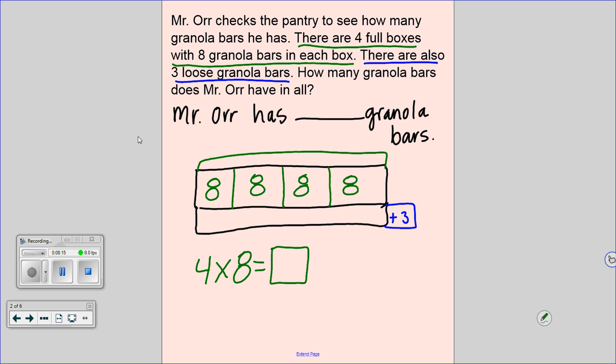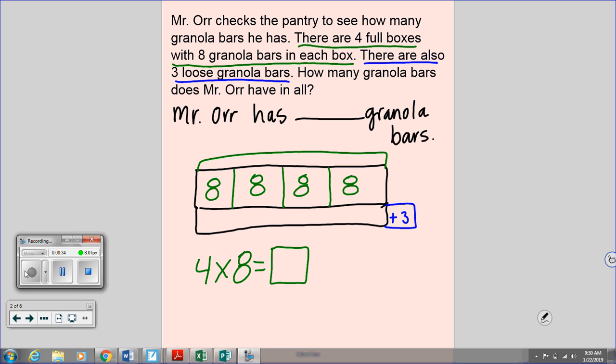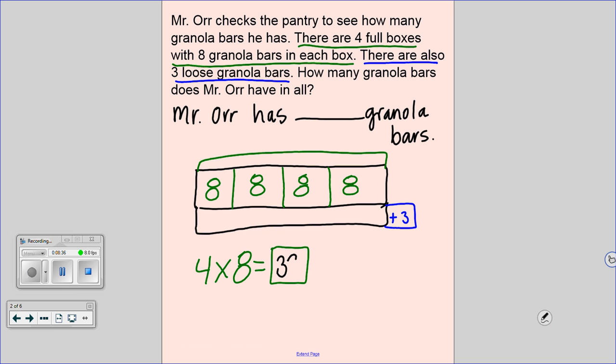Now I want you to solve 4 times 8 in your notebook. You can do it in crayon or pencil. Pick a strategy. It better not be an array. I don't have time for you to draw all them dots. Pick a strategy and solve 4 times 8 in your notebook, please. All right, so 4 times 8. 32.